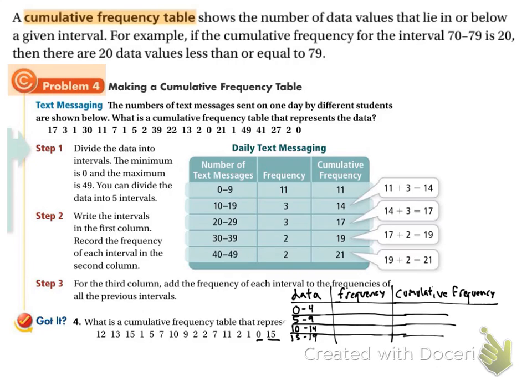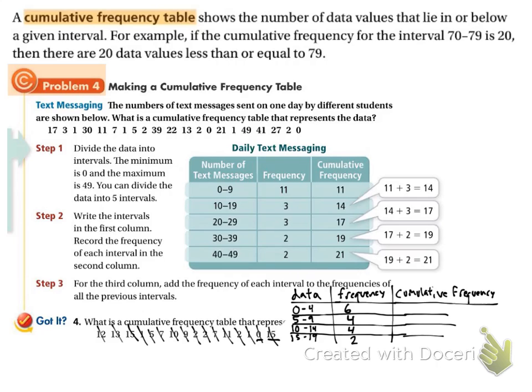So first I need to look for numbers that are between 0 and 4. So there's 1, 2, 3, 4, 5, 6. Then numbers that are between 5 and 9. 1, 2, 3, 4. Okay, that's also 4. Then numbers that are between 10 and 14. So 1, 2, 3, 4. And then between 15 and 19, 1, 2. Okay, so that's a frequency table, just what we did.